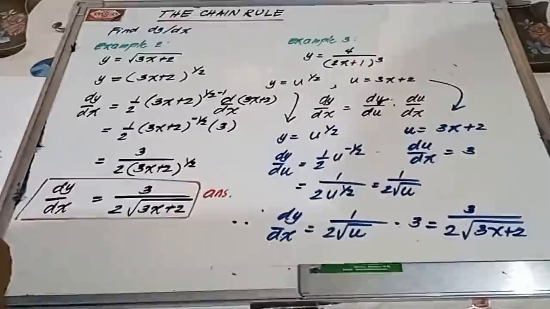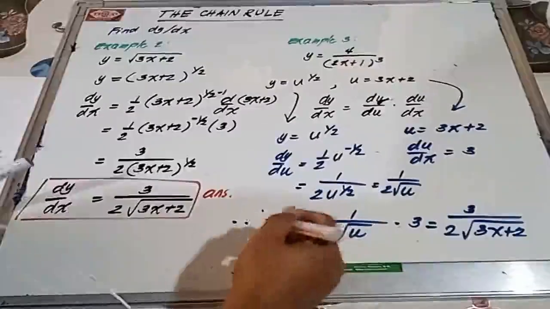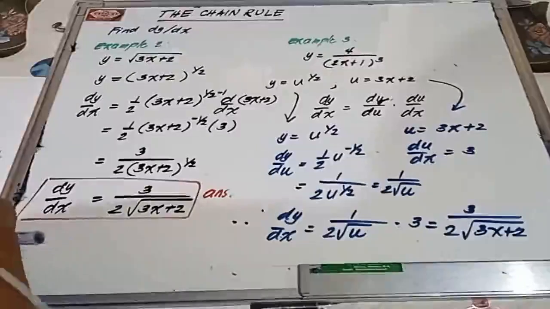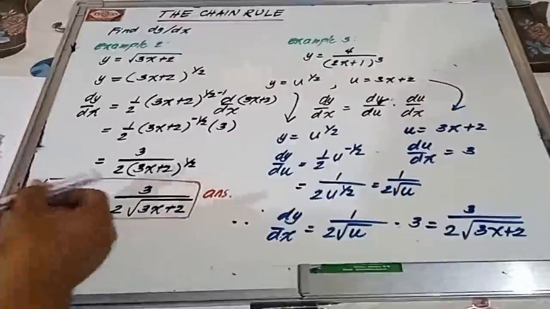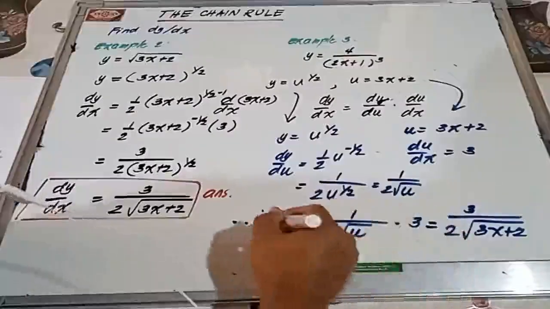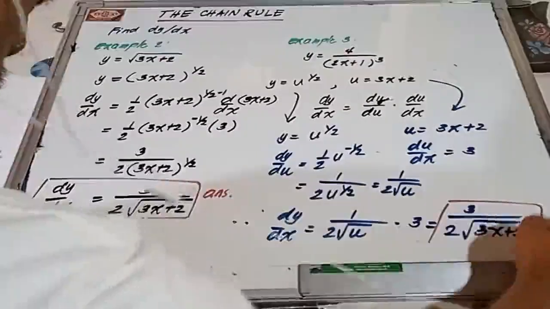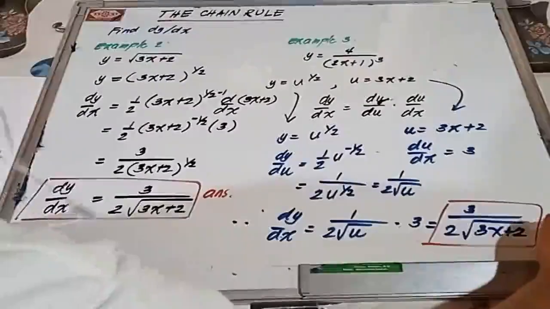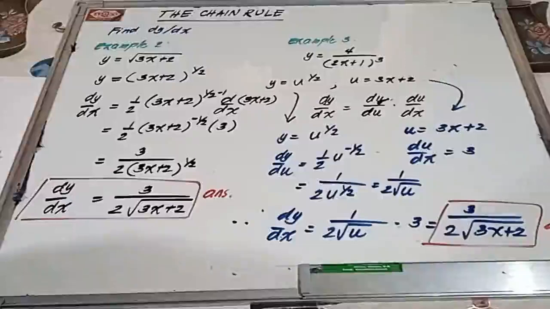So, ganun yung ating other way in solving the composite function using chain rule of differentiation. And as you can see, we got the same answer. Okay? That is example number 2. Thank you.